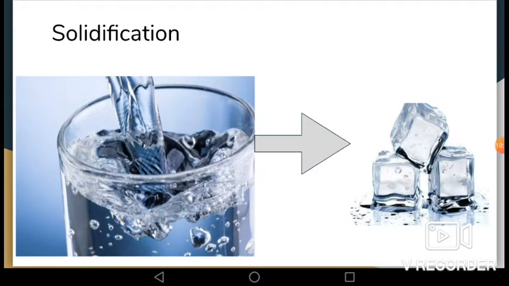The process of change of matter from a liquid state to a solid state is called freezing or solidification. The constant temperature at which a liquid changes into a solid by giving out heat energy or cooling is called the freezing point of the liquid. Freezing of water into ice is a form of solidification. If you fill water in an ice tray and keep it in the freezer, you will see that after some time the water turns into ice.